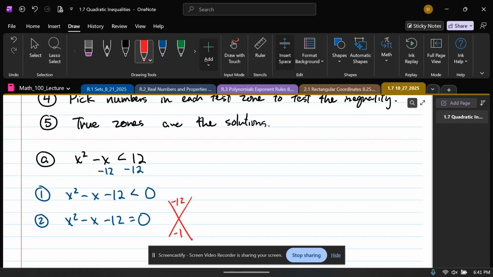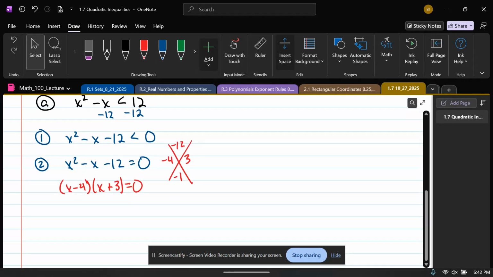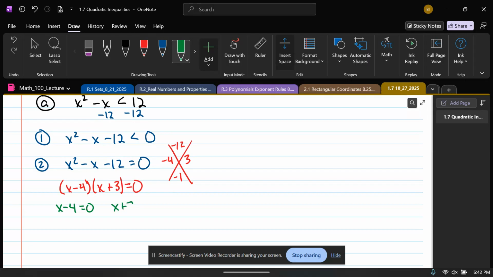So what multiplies to be negative 12 and adds to be negative 1? Negative 4, positive 3. So I can take my shortcut on my factors. I got x minus 4 and x plus 3 equal to 0. And I'm going to set those equal to 0 and solve. X minus 4 equals 0. X plus 3 equals 0. That's what we had done earlier. That's x equals 4, and x equals negative 3. So those are my solutions that I found when I solved the equation.